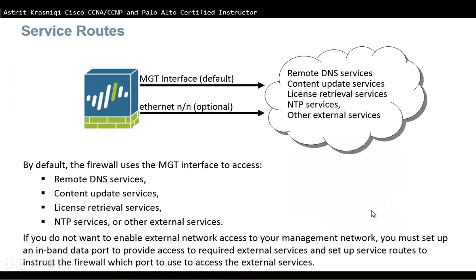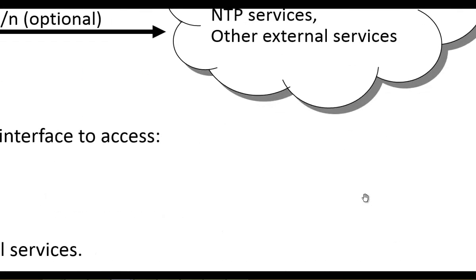Like I said, in the service routes, by default, the firewall will use the management interface to access remote DNS servers, content update services, license retrieval services, NTP services, and all other external services. If you do not want to enable external network access to your management network, you must set up an in-band data port to provide access to required external services, and set up a service route to instruct the firewall which port to use to access the external services.